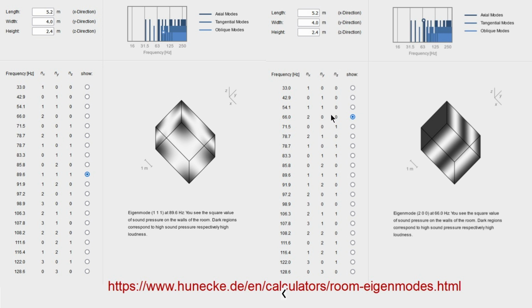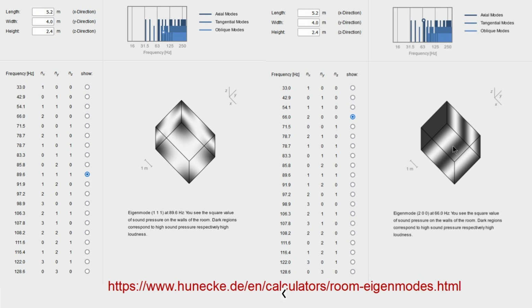And finally, when we get far enough up, you're going to see there are no zeros. So here's 1, 1, 1. This would be the fundamental oblique mode, right? You just have a set of radio buttons. You click on which one you want to see, and it'll draw this really cool little box.